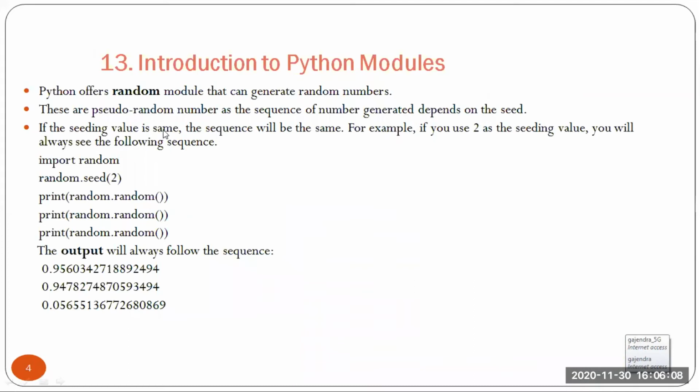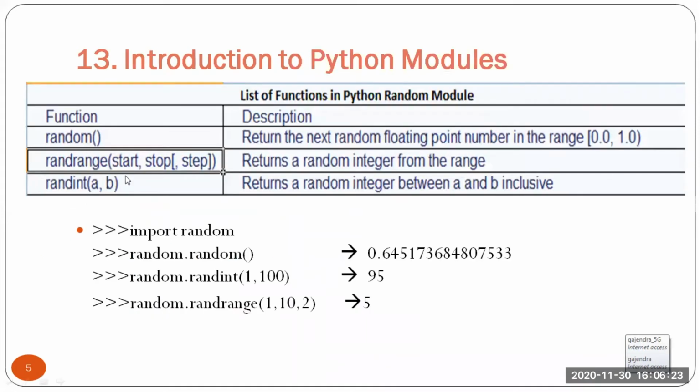Now we'll go for the random module. The random module is a random generator, generally used where we have to select something randomly. We have three methods in that. First one is random. Second one is randrange, where we can provide a start, stop, and the step size. And randint(a, b). Let us try all the three.